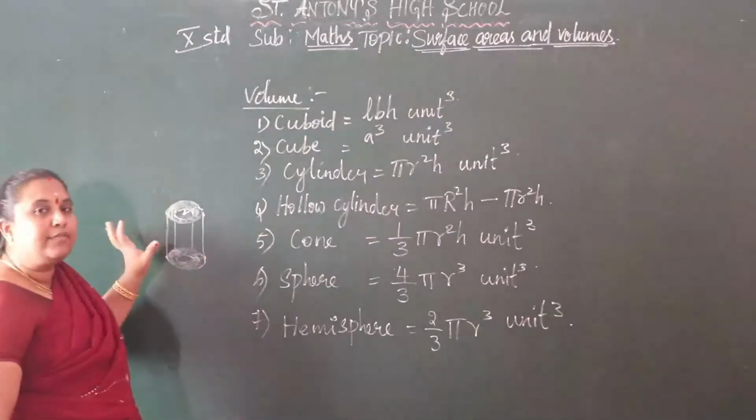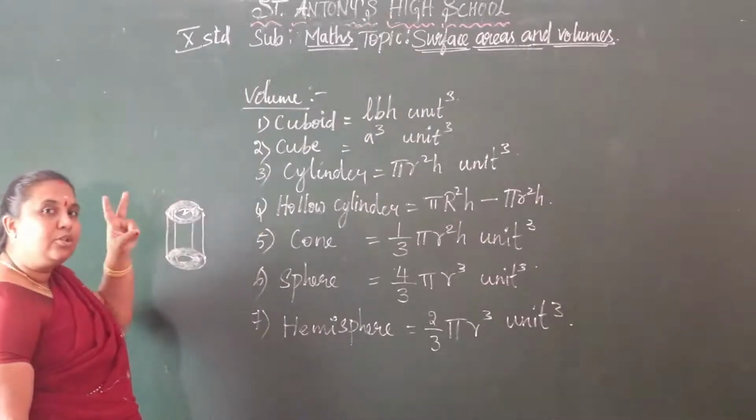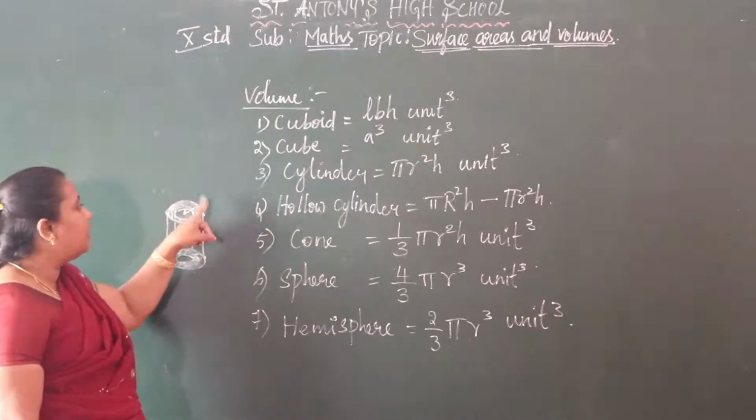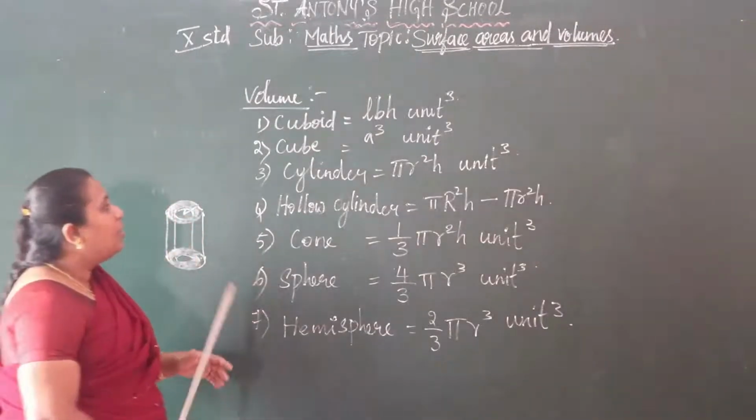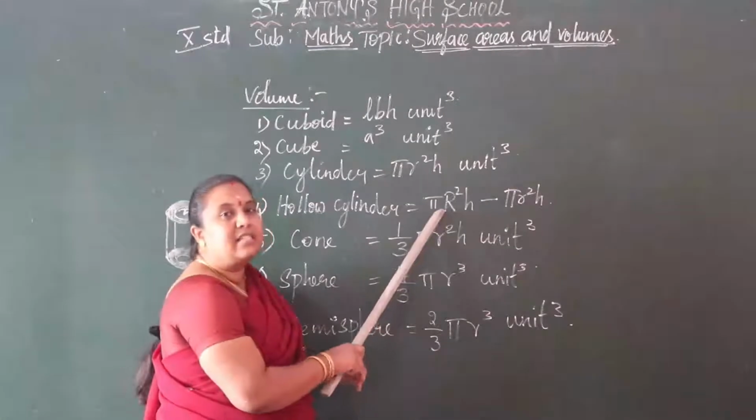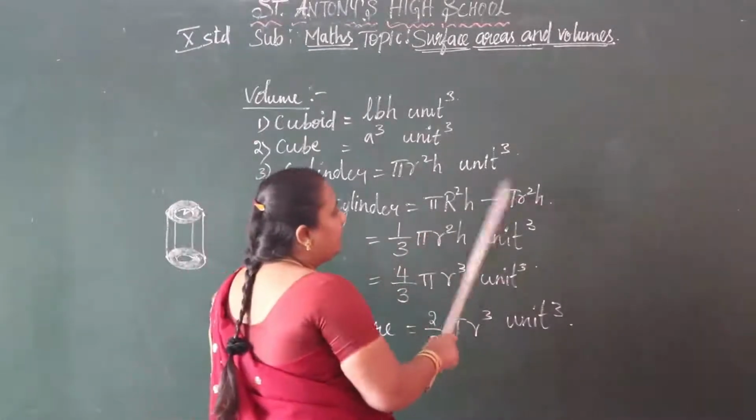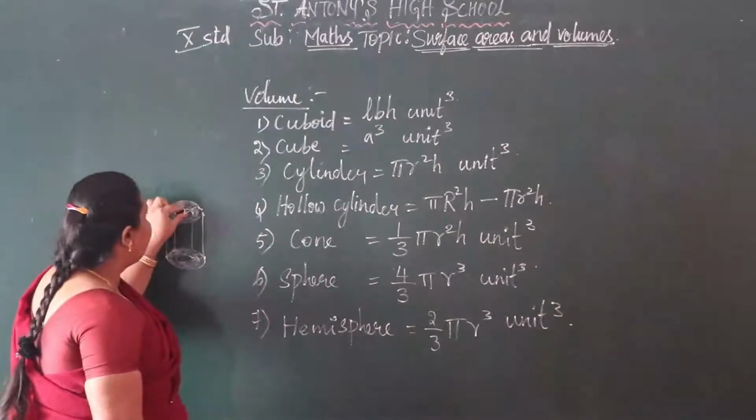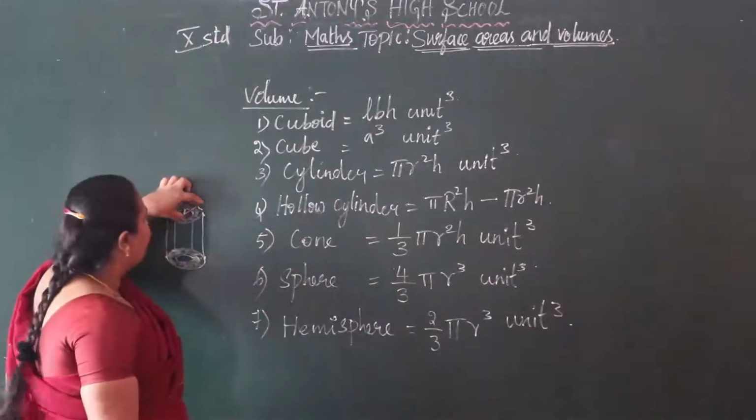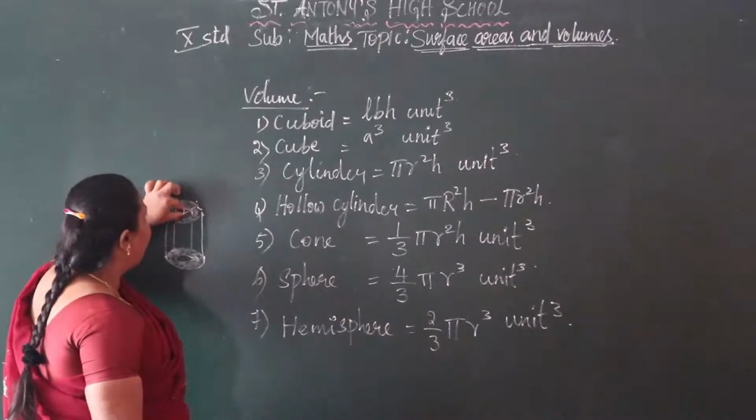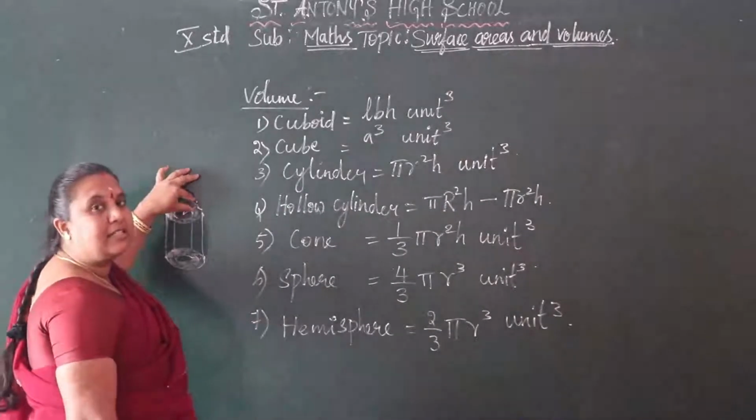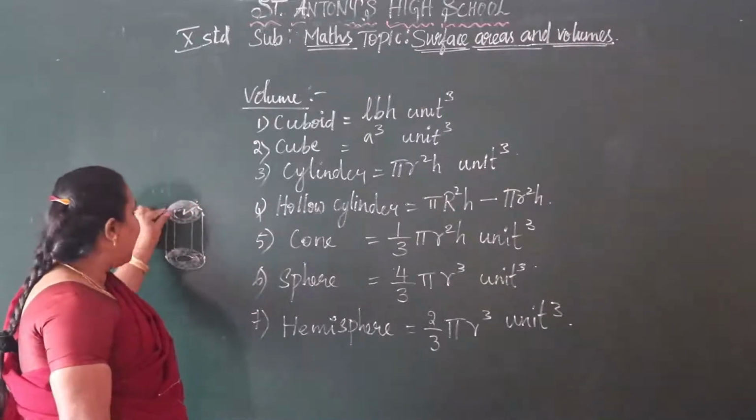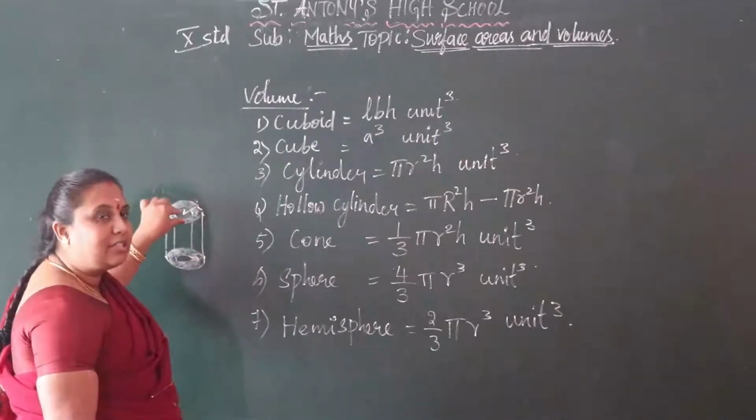So a hollow cylinder has two radii, one inner radius and one outer radius. The outer radius we take as capital R and the inner radius as small r. We have to subtract the inner radius from the outer radius. So capital R minus small r gives the thickness of the hollow cylinder.